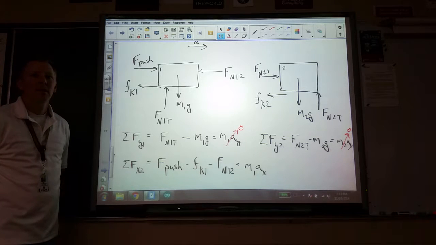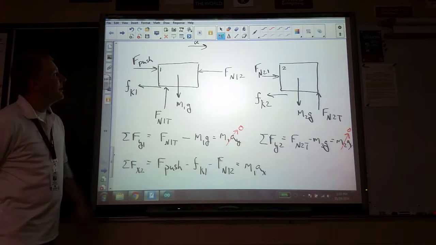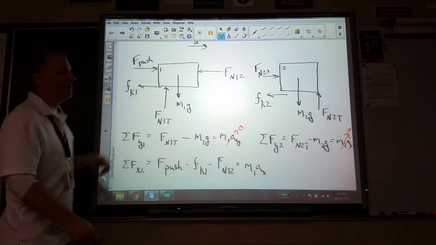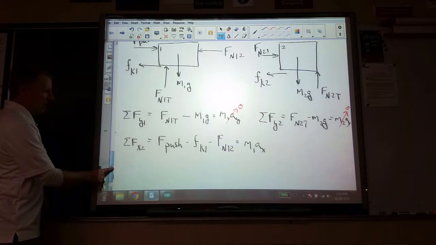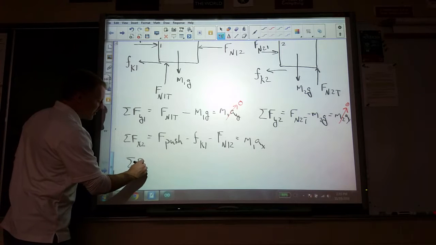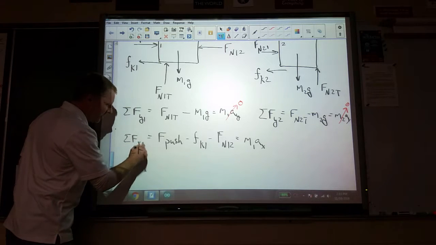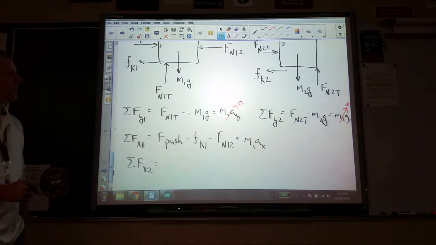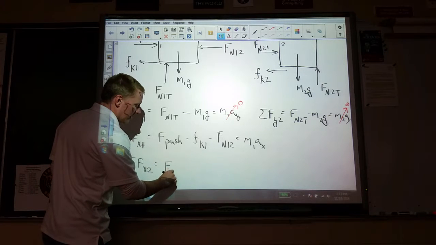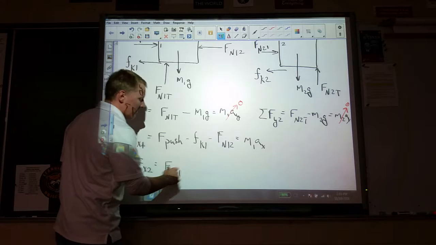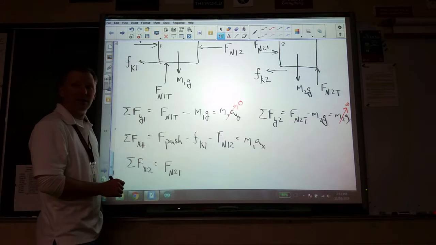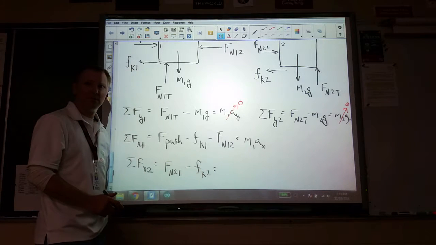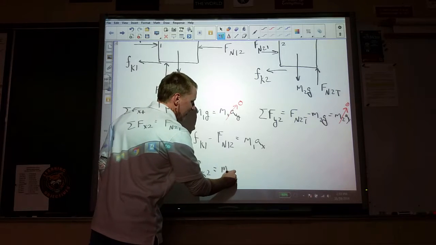Why is F N12 negative? Because it's pushing in the opposite direction of acceleration. Acceleration tells us the positive direction. Okay, let's do the sum of the forces in X. Oops, that should have been a 1 on box 2. So your positive is that FN21. Yep, same direction. Then we only have 1 negative, which is friction, FK2. Tate, what's that equal to? M2AX. Good.